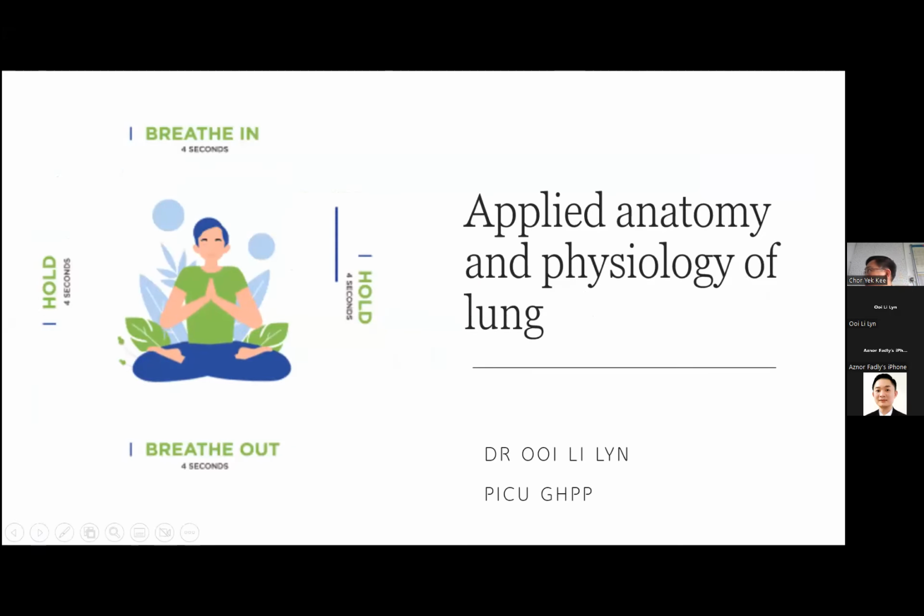I'm Lillian here. I'm going to share some of my reading on applied anatomy and physiology of one of our very vital organs, which is our lung. It's quite a long topic and physiology part, so I hope you bear with me. First of all, let's do some breathing exercise to calm down, breathe out, and let's start.